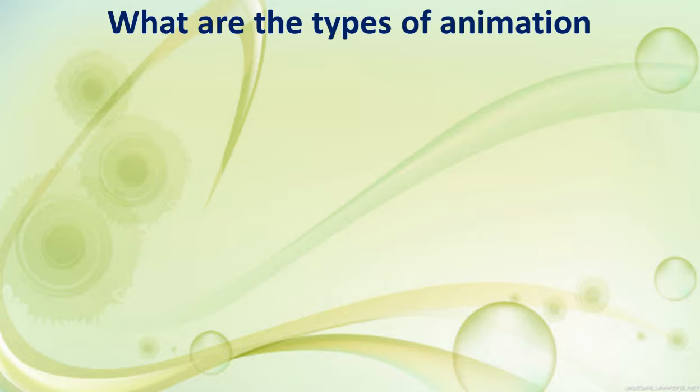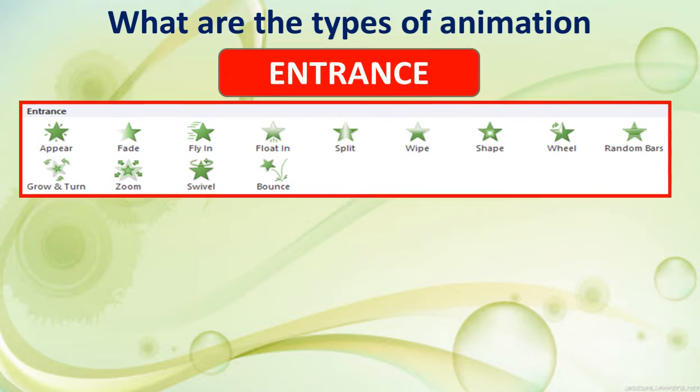There are four different types of animation effects. The first one is entrance. These effects define the manner in which an object enters the slide during the slideshow. These effects make an object fade gradually into focus, fly in, float in, split, wipe, shape, wheel, random bars, grow and shrink, and so on.